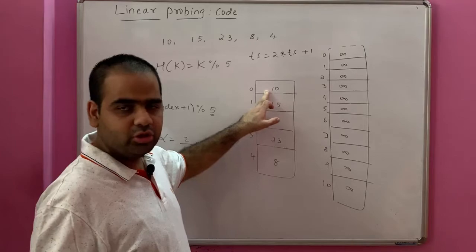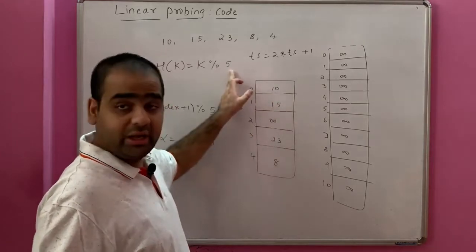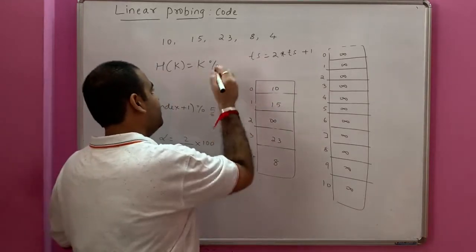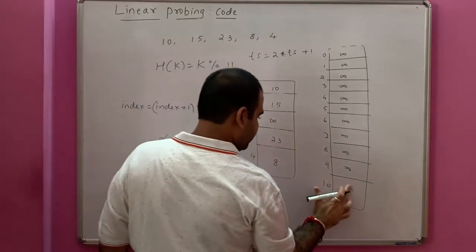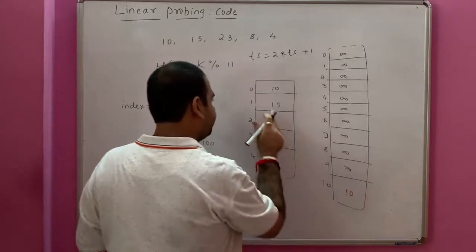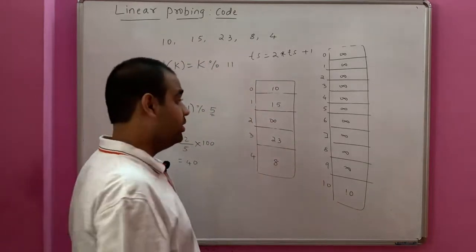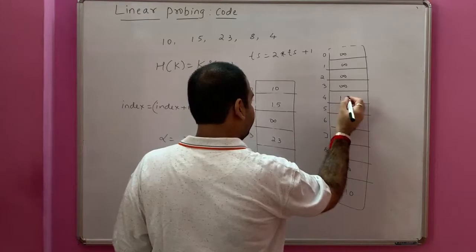Now the hash function will also change. It is key modulo table size. Now what is the table size as of now? It is 11. Therefore, what is 10 modulo 11? 10. Is 10 infinity? Yes, you can add 10 over here. 15 modulo 11 is 4. Infinity? Yes, you can add 15 over here.